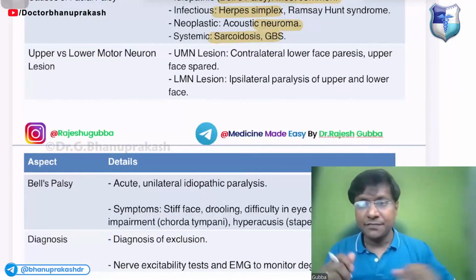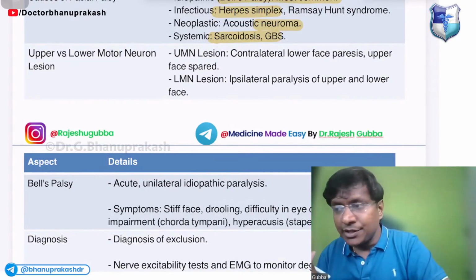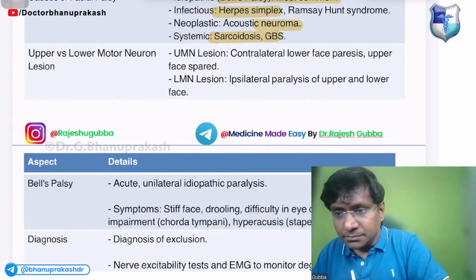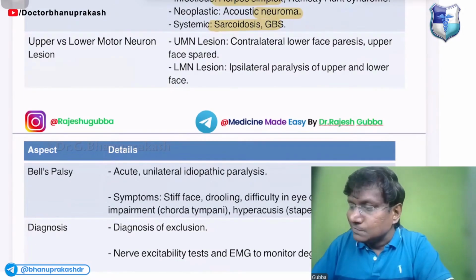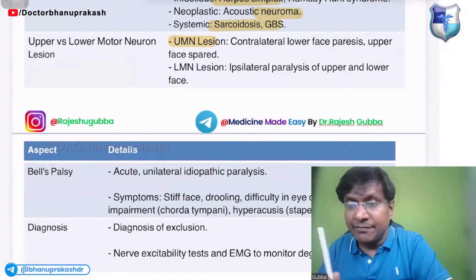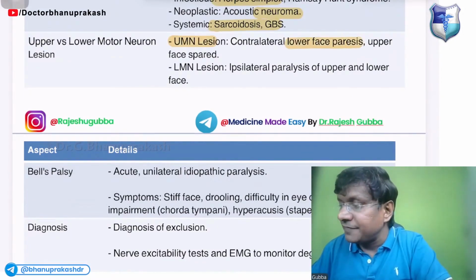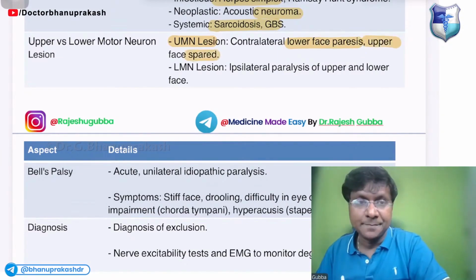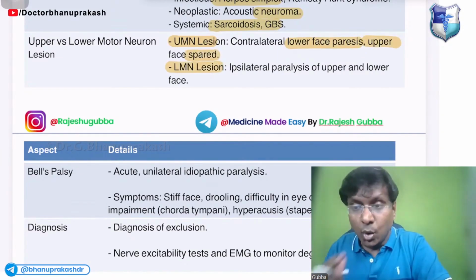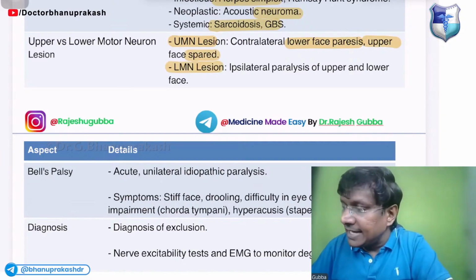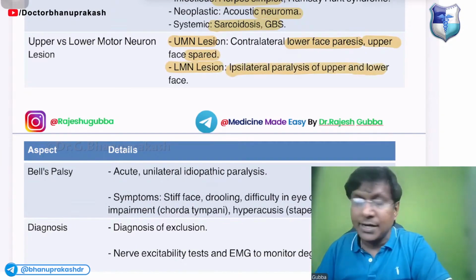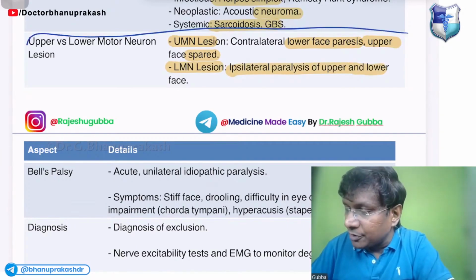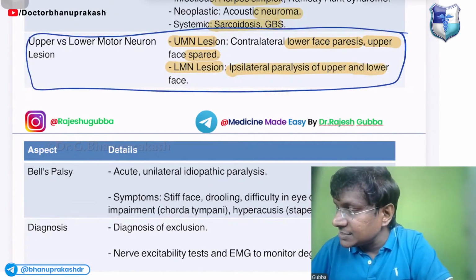Right. In case of the facial nerve, you have upper motor neuron as well as lower motor neuron lesions. If you take the upper motor neuron lesion, you will have contralateral lower face paresis, and the upper half of the face is completely spared. Whereas in lower motor neuron lesion, you will have ipsilateral upper and lower half paresis. I'm telling you, this is very, very important. Right? This is very, very important.